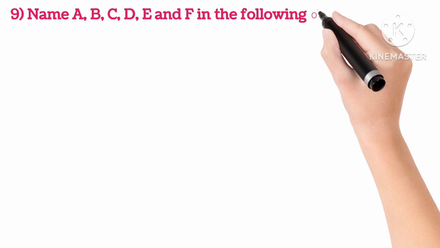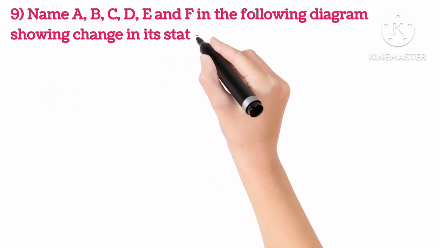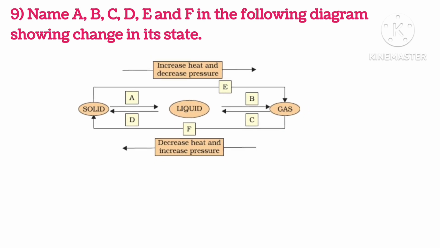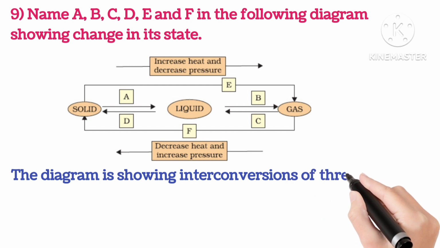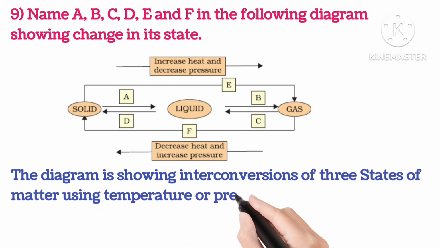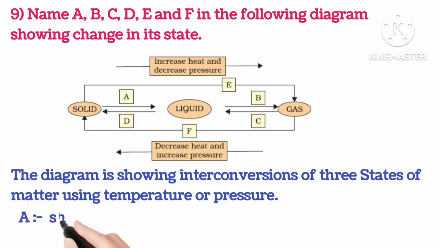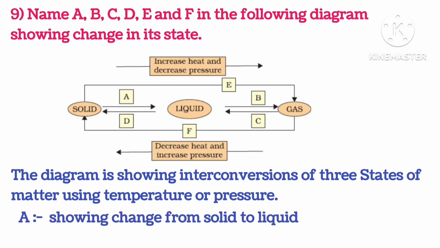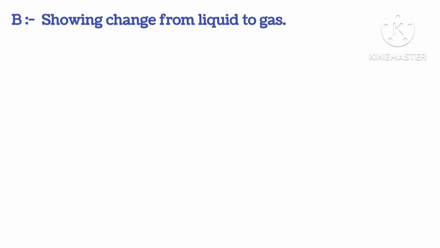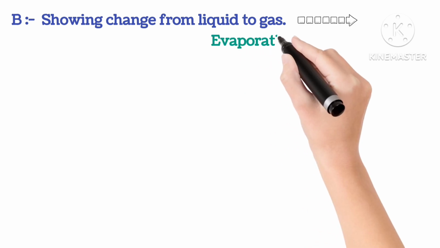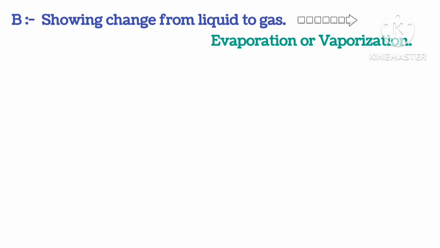Name A, B, C, D, E, F in the following diagram showing change in states. The diagram is showing interconversions of three states of matter using temperature or pressure. So the first one, A, is showing change from solid to liquid. So this process is known as melting or fusion. B is showing change from liquid to gas. So this process is called evaporation or vaporization.